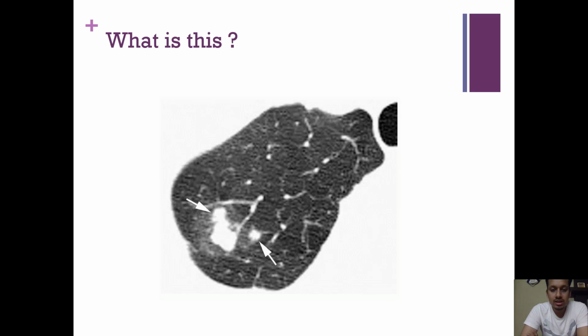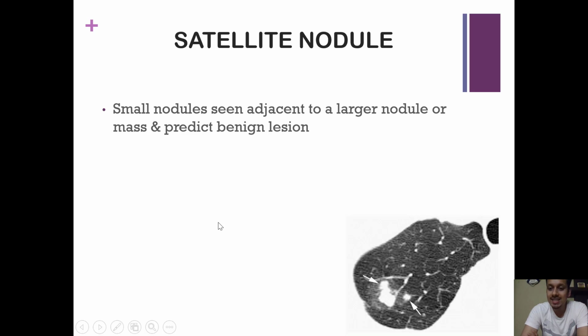So what is this? Here you can see that there is a nodule, with one nodule adjacent but separate from the primary big nodule. This is a satellite nodule. Satellite nodules usually indicate that it is a benign lesion. Although you cannot rule out a malignancy even in a satellite nodule, it is more likely to be a granulomatous infection, more likely to be tuberculosis or any infection. Also in sarcoidosis, there is a sign called galaxy sign, which would present exactly like this, exactly like a satellite nodule.